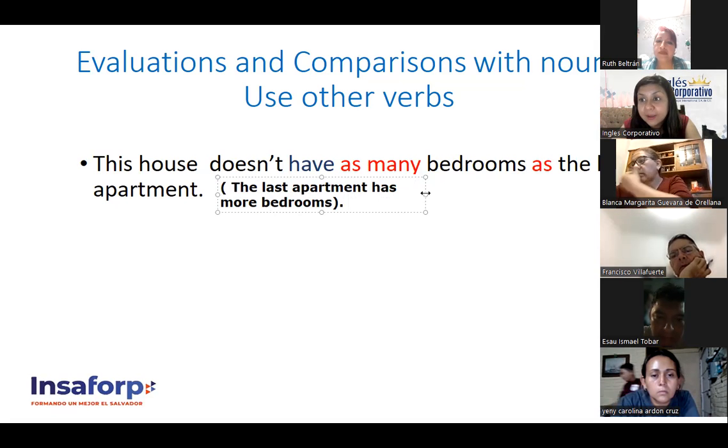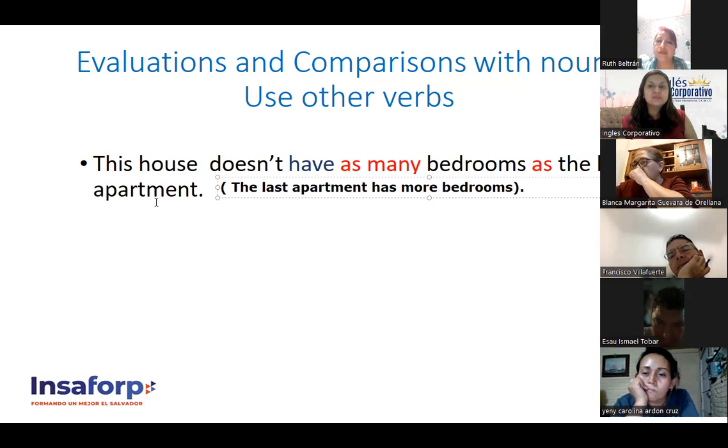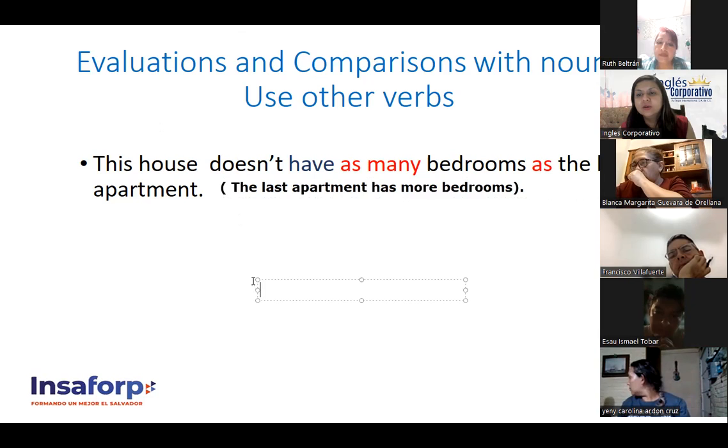Because it says, this house doesn't have as many bedrooms as the last apartment we saw. So the last apartment has more bedrooms than this house, okay? This is a comparison. I'm comparing this house with an apartment. Okay, another example.